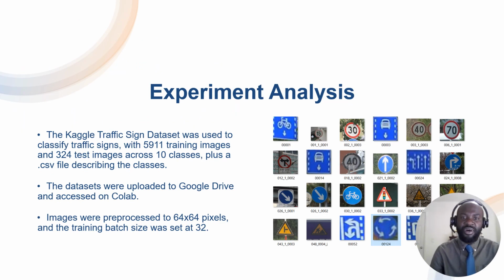Then, in terms of our experiment analysis, we utilize the German traffic sign data with about 5,911 training images and 324 test images across 10 classes. This was supported by a class description CSV file. The data management was streamlined using Google Drive on Colab, and the images were standardized to 64 by 64 pixels, helping us to optimize training efficiency with a batch size of 32.